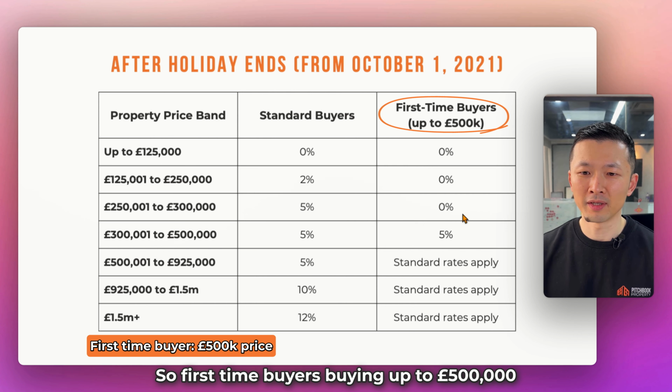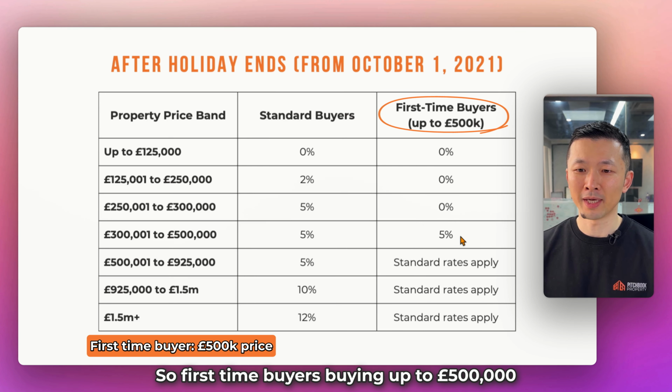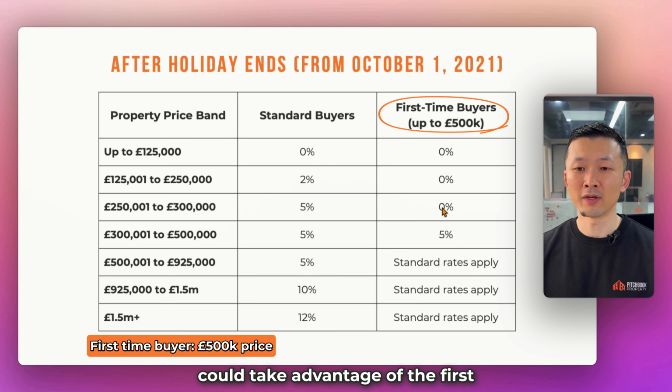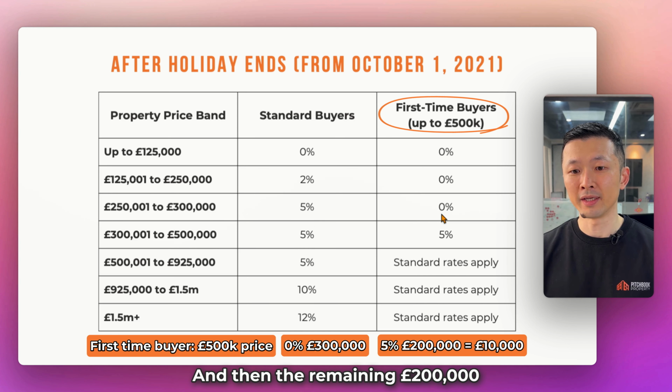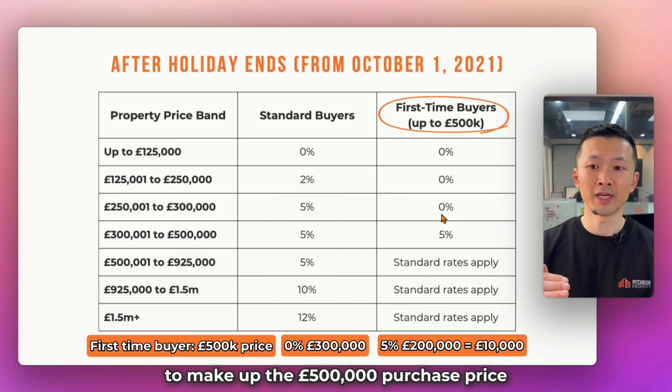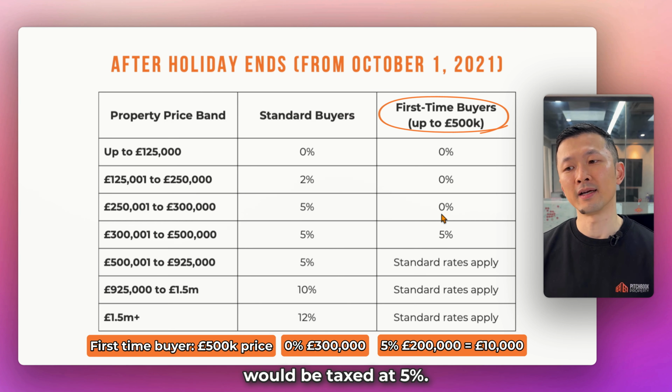So first-time buyers buying up to £500,000 could take advantage of the first £300,000 portion being taxed at 0%, and then the remaining £200,000 to make up the £500,000 purchase price would be taxed at 5%.